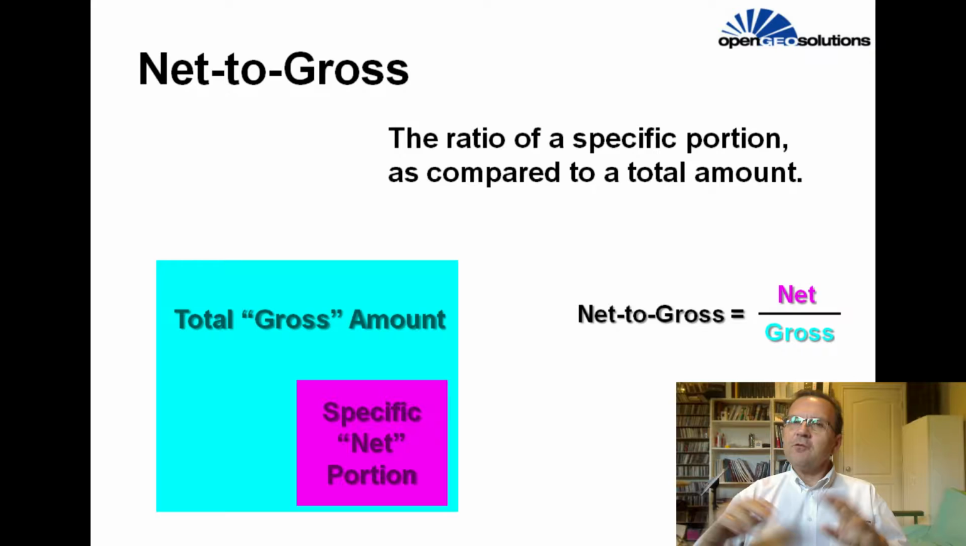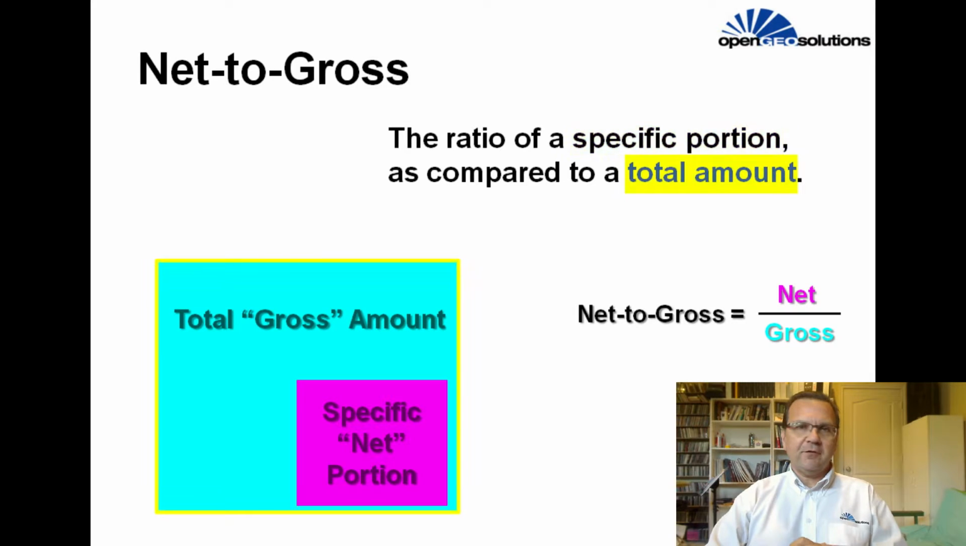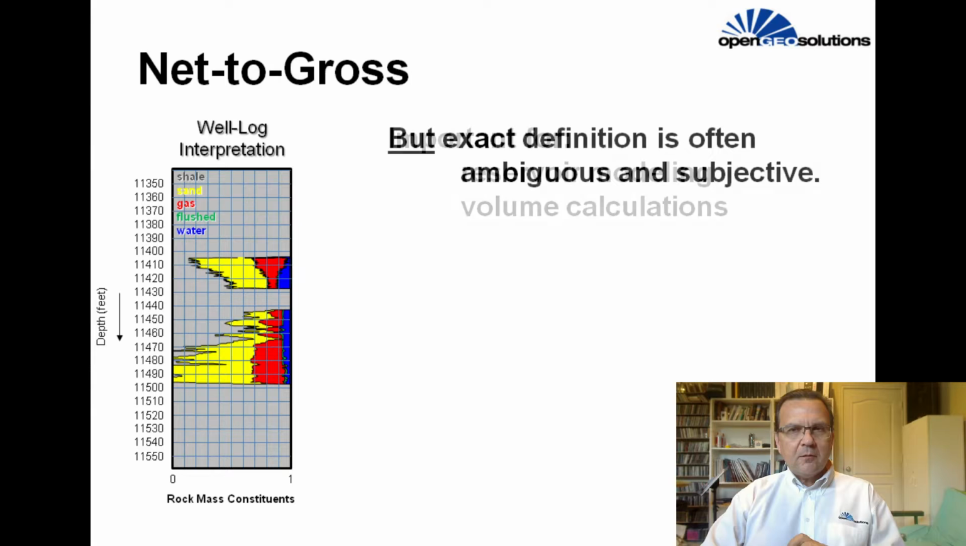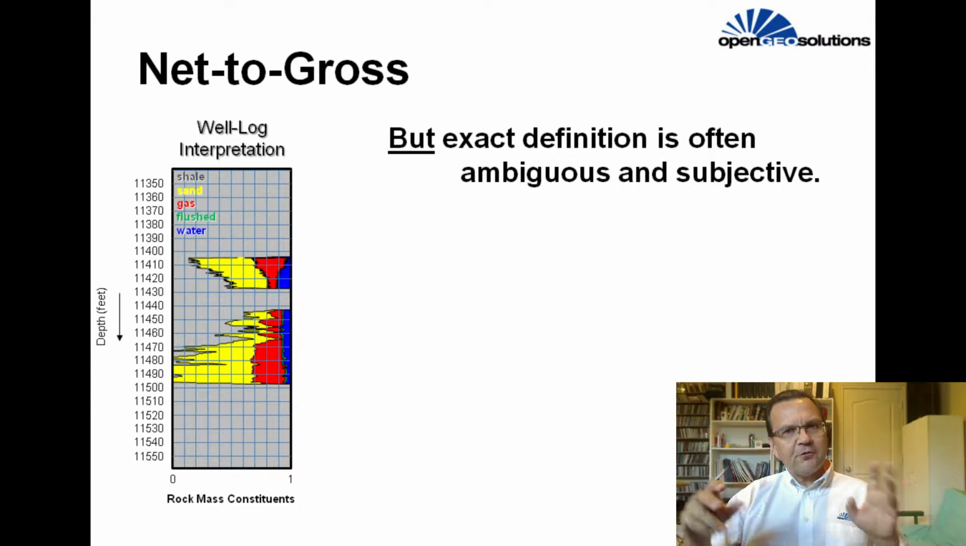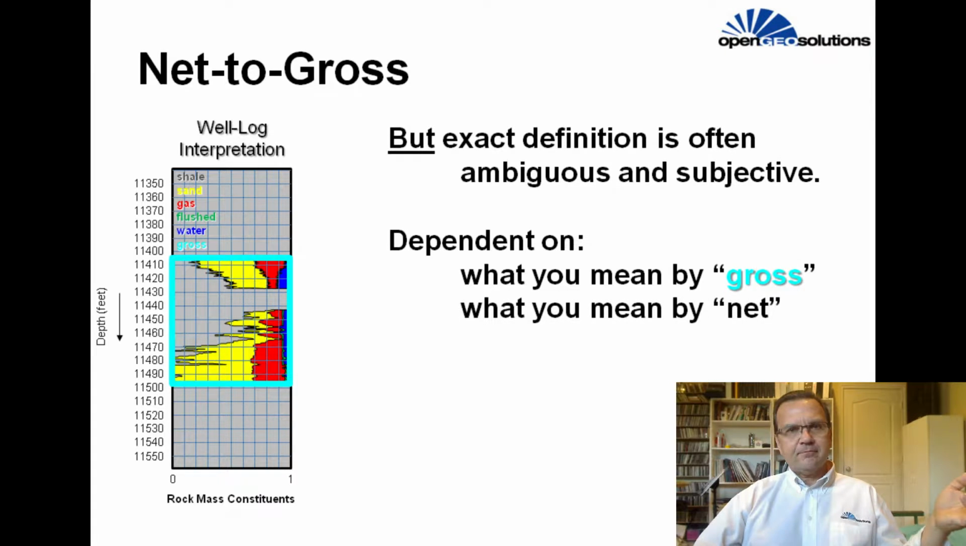The term net to gross refers to the ratio of a specific portion as compared to a total amount. It's an important factor during reservoir modeling and for making volume calculations. But the exact definition of net to gross is often ambiguous and subjective, dependent on what you mean by gross and what you mean by net.